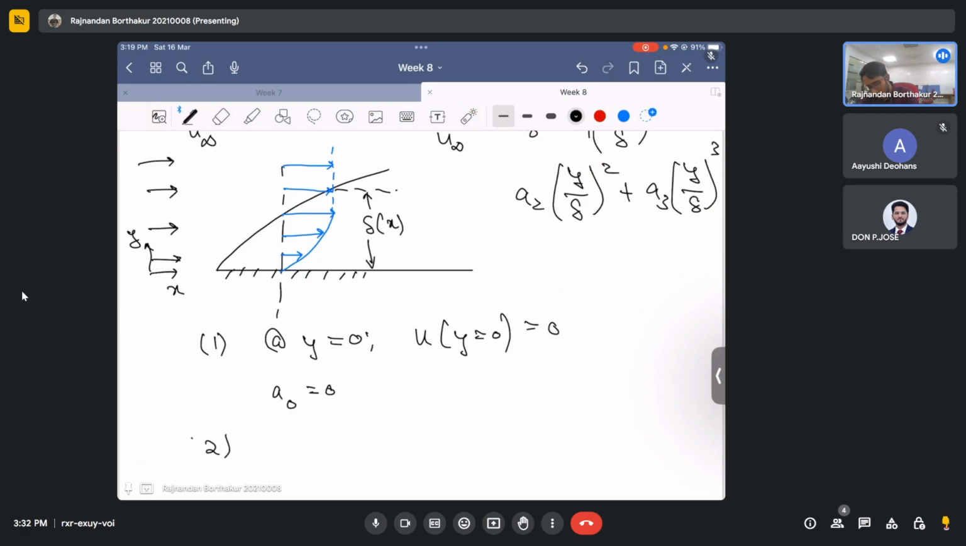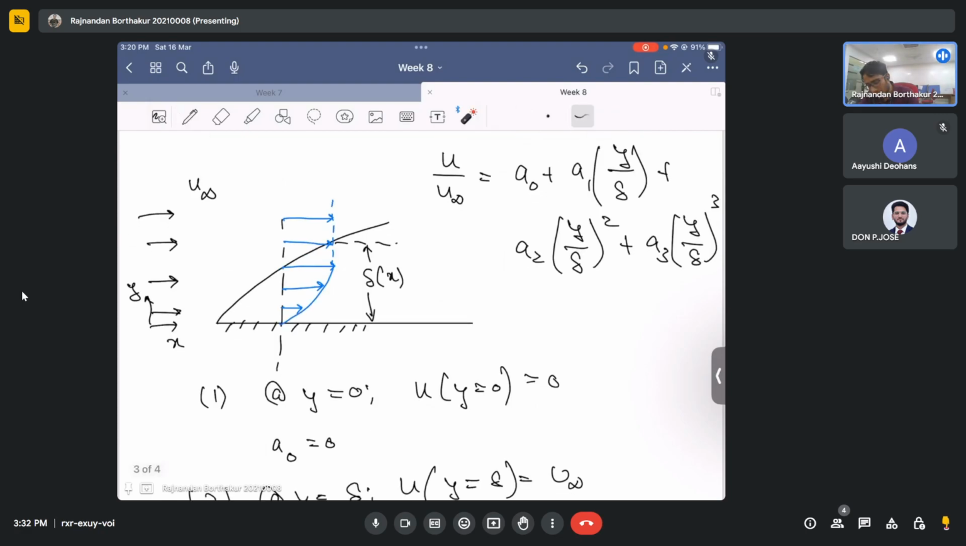The second boundary condition people use is that at y equal to delta, u is basically u infinity. This is because at y equal to delta, the fluid velocity is nothing but the free stream velocity.